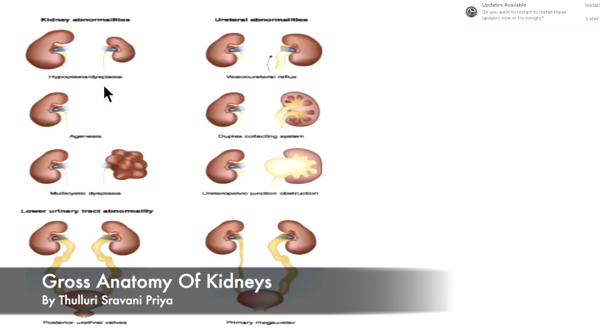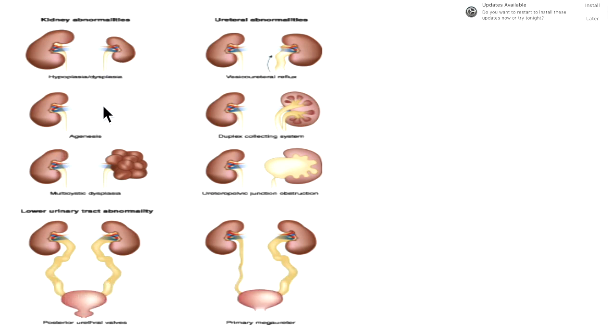You can see in this image, this is hypoplasia. This one kidney is normal, the other kidney is impaired. It shows an impairment in its development. This condition is known as hypoplasia or dysplasia. Here there is a complete absence of the kidney, that is known as agenesis. And here we'll see multicystic dysplasia. A number of cysts will be there here.